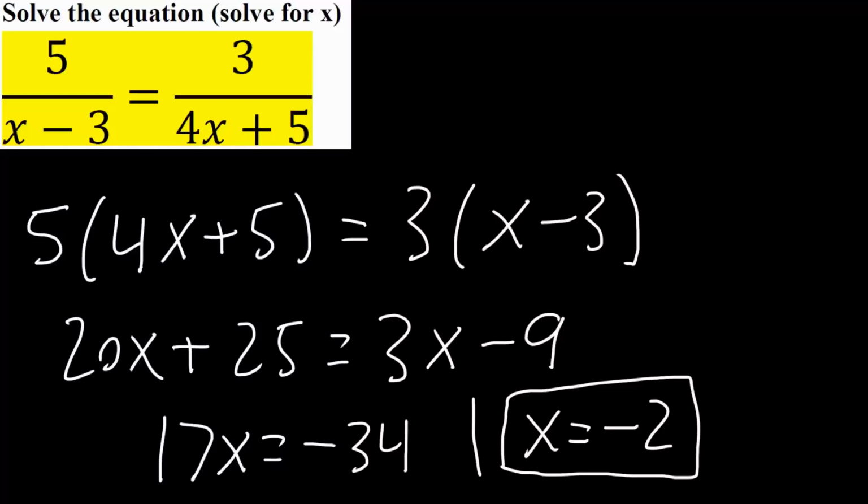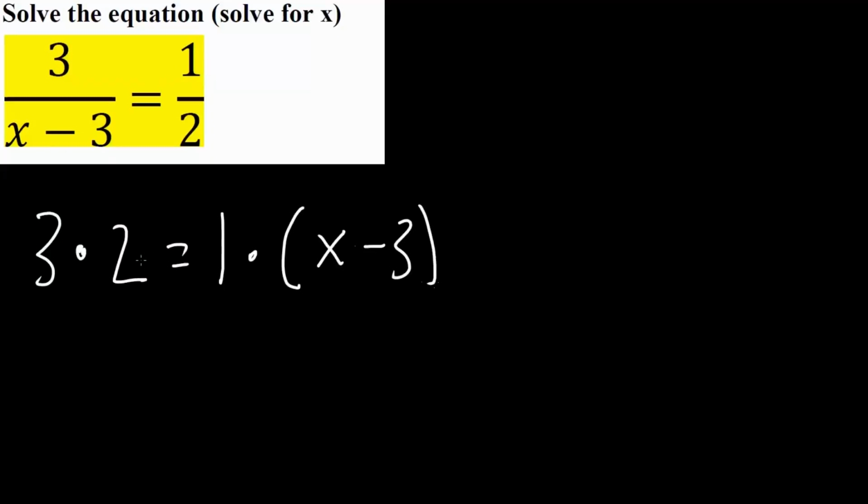And now we will solve the second problem. So we're also going to use cross multiplication. So 3 times 2 is equal to x minus 3 times 1. And we want to solve for x. So 3 times 2, this cross right here, is equal to 1 times parentheses x minus 3. So this cross right here. So x minus 3. So we would get 3 times 2 is 6 is equal to 1 times x, 1 times negative 3, obviously x minus 3.